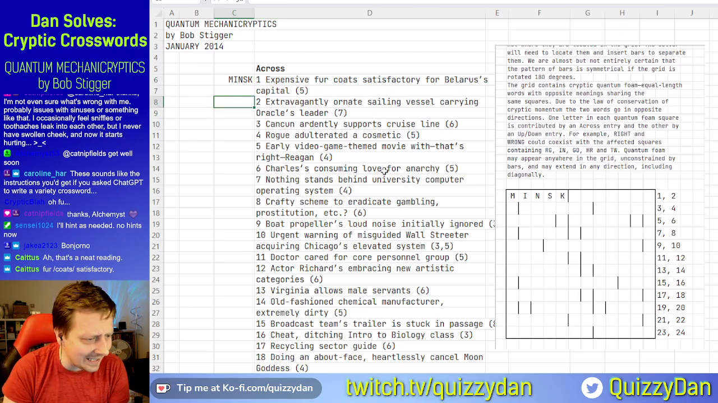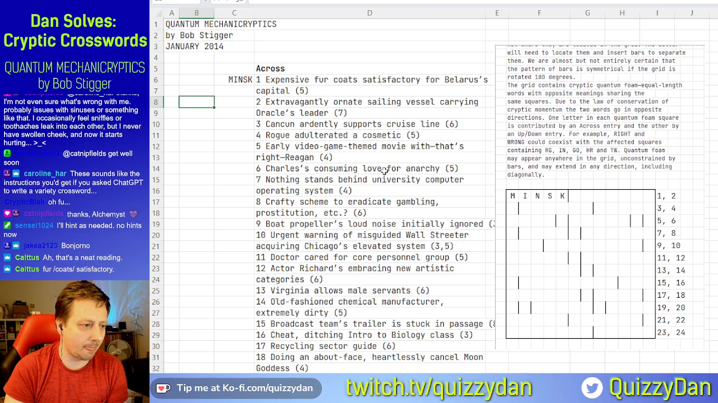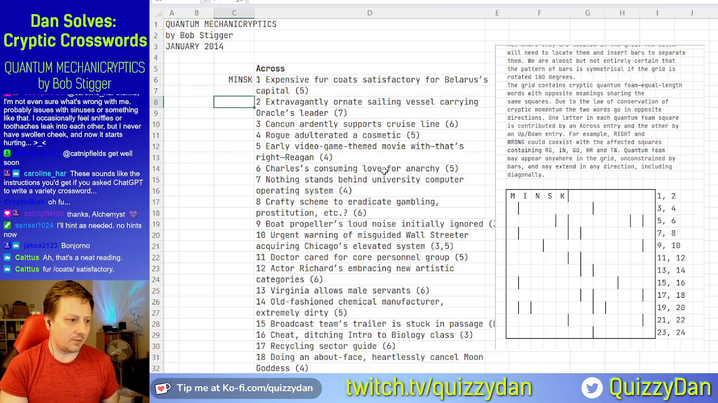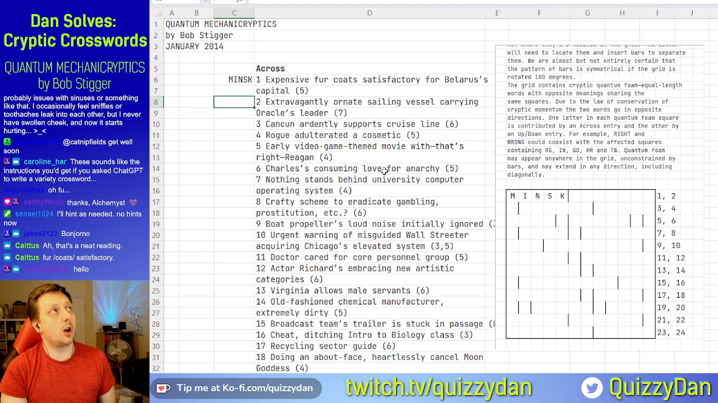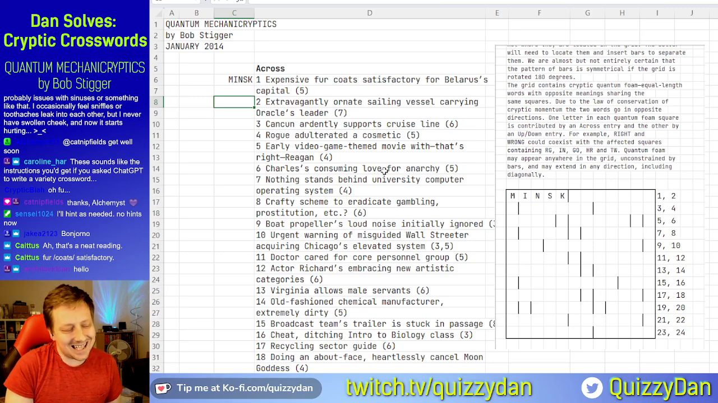Extravagantly ornate sailing vessel carrying Oracle's leader. So is the definition extravagantly ornate? And we're going to have a sailing vessel with an extra O in it. So we need a 6-letter boat, yacht.